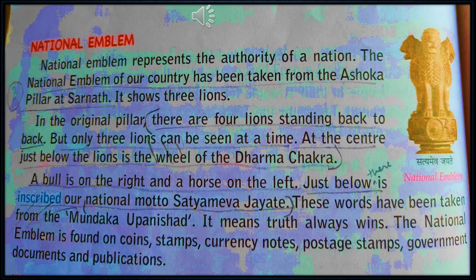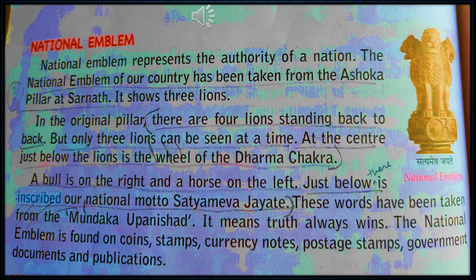So this Dharma Chakra has been taken from Ashoka pillar, and on the sides of that Dharma Chakra, 2 animals are given. A bull is on the right and a horse on the left. Just below is inscribed our national motto, Satyameva Jayate. These words have been taken from the Mundaka Upanishad. It means truth always wins or truth will prevail.